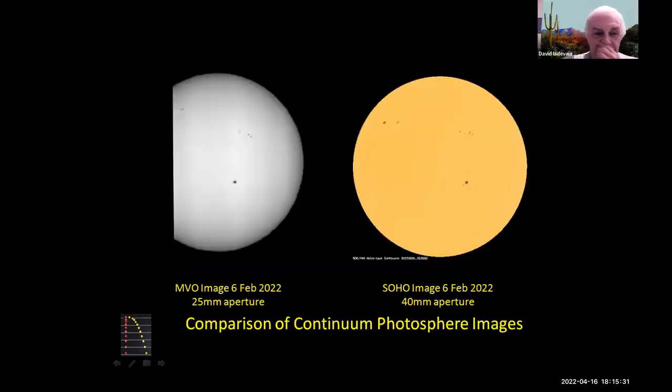Now, to show you the resolution that my system is able to produce, this was an image that I took on the 6th of February with the 25mm aperture. This is an image taken by the SOHO satellite, which has a 40mm aperture. And yes, that's a small aperture for a telescope, but remember, the sun is very bright. So here's a comparison. You can see the sunspot groups here.